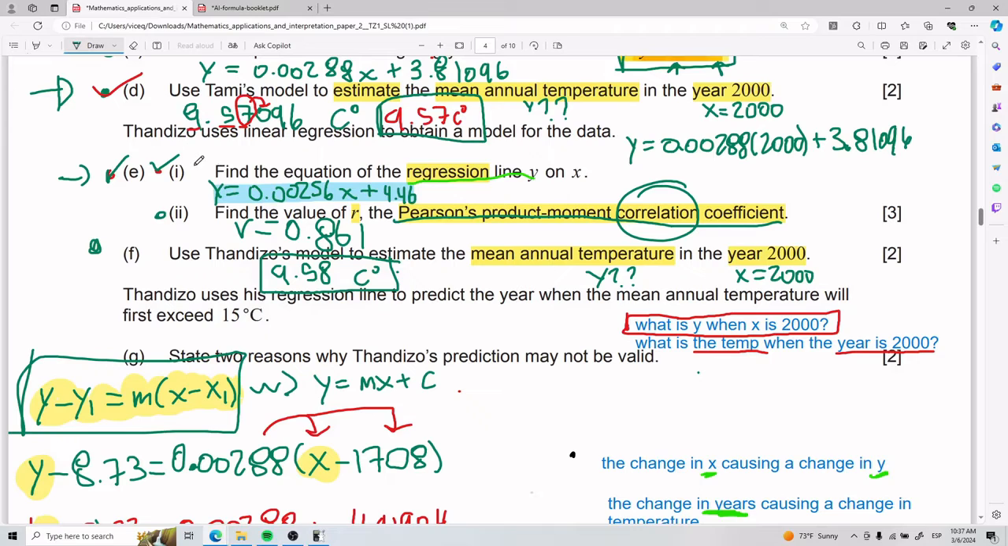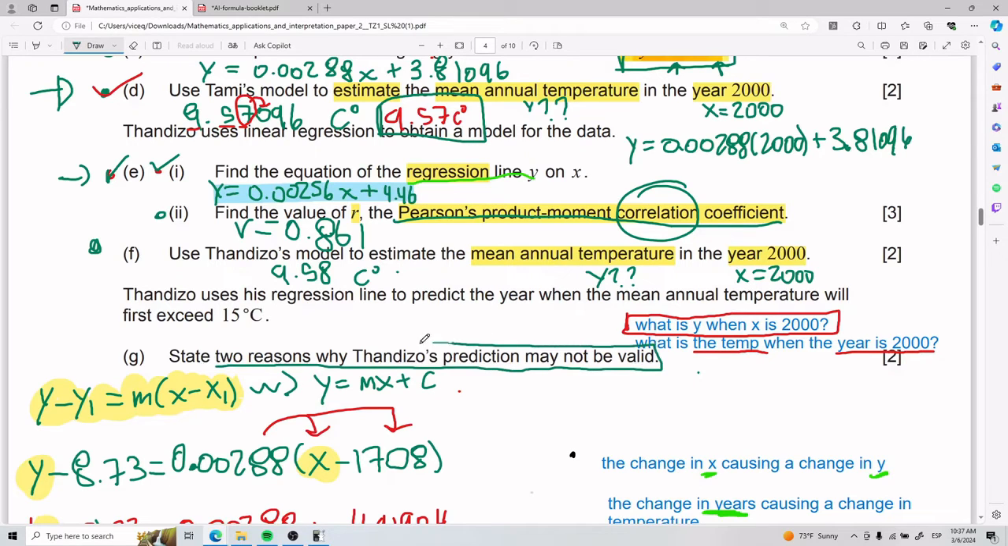then they tell us that Thandizo uses his regression line to predict the year when the mean annual temperature will first exceed 15 Celsius. So we need to state two reasons why Thandizo's prediction may not be valid. Alright, and this part is a little more theoretical, a little bit more intuitive actually, and we need to talk about why a regression line might suck at predicting. Why would a regression line suck at predicting?